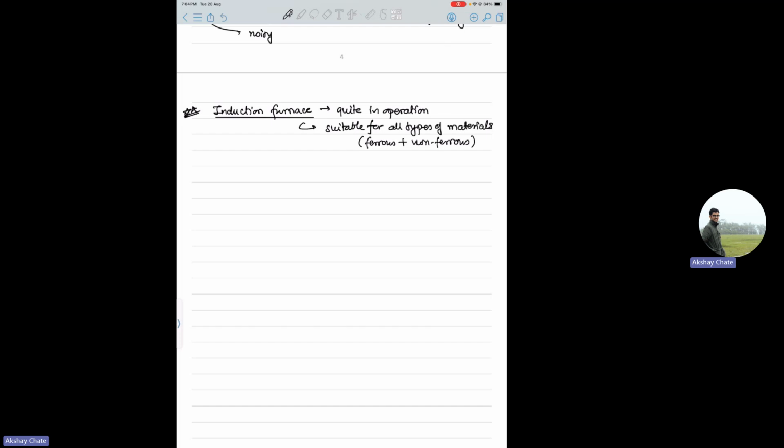Yeah, in cupola, as I said, you can melt cast iron, but you can't melt steel. Okay, so that is a limitation of cupola. Keep that in mind.